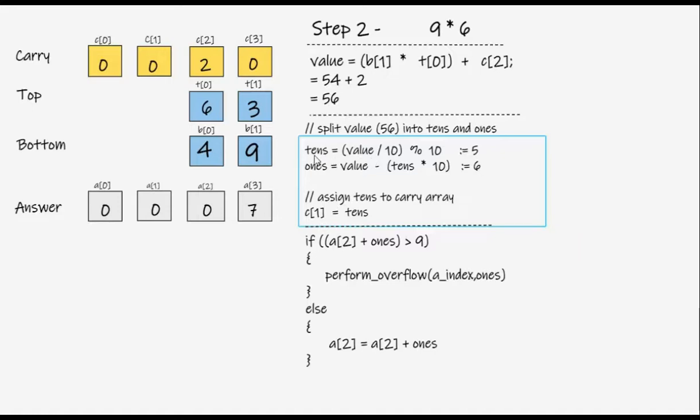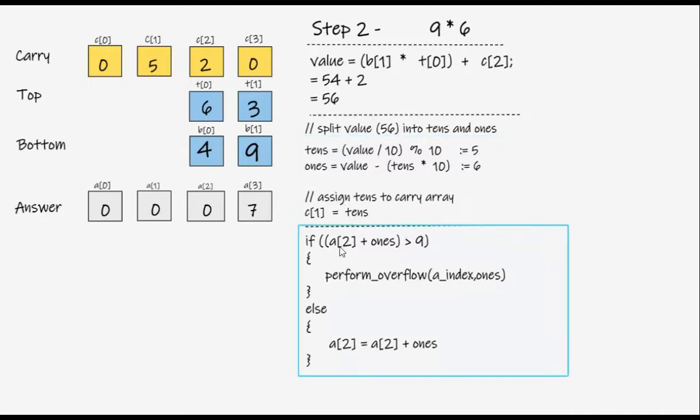We're then going to take the tens value and put that into c sub 1. Let's do that. After we get done putting 5 into c sub 1, then we're going to look at a sub 2. That's 0. What's ones? Ones is 6. So 0 plus 6 greater than 9? Nope. So in a sub 2, we're going to say a sub 2 plus 1s. So 0 plus 6 is 6. Let's put 6 in there.